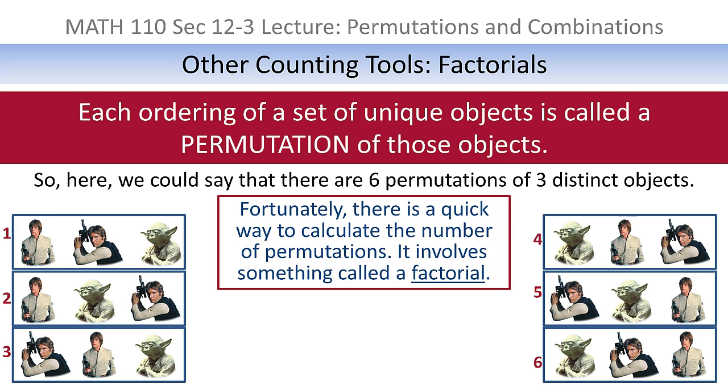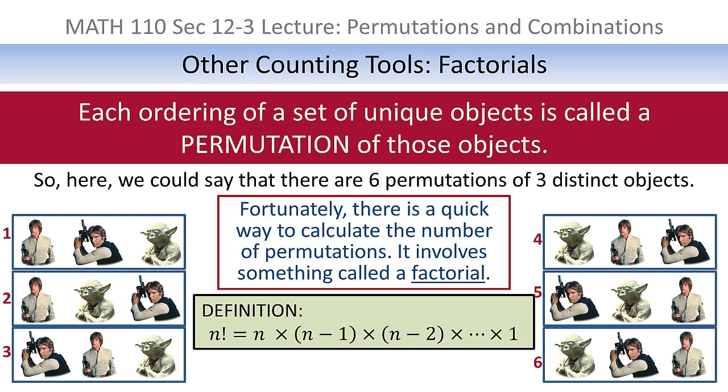Fortunately, we don't have to do this by brute force, by drawing a tree diagram or doing it the way I did earlier. There is an easier way to do this, but it involves something called a factorial. And here's the definition. N with an exclamation point after it, read n factorial, is equal to n times n minus 1 times n minus 2, and as you can see, the pattern continues multiplying until you get down to 1. That's called a factorial.